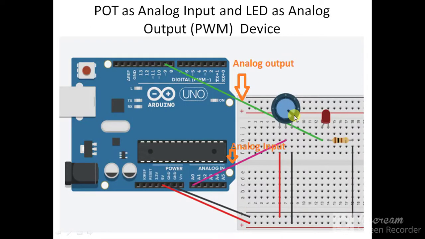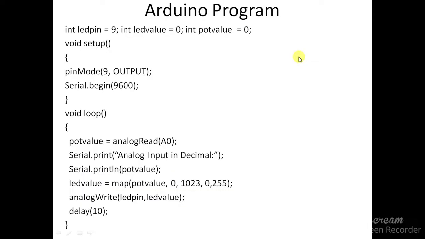The same thing was simulated using TinkerCAD. You can see the 10 kilo ohm potentiometer is connected to the analog channel A0 and the LED is connected to the PWM capable digital pin number 9. So this is simulated using TinkerCAD. Now we are going to discuss the Arduino program.